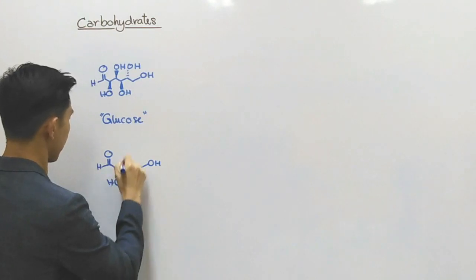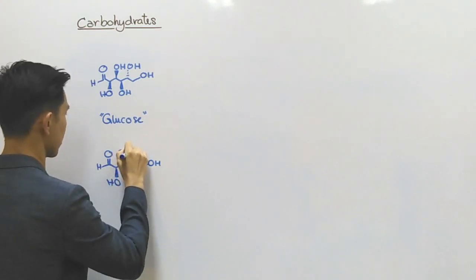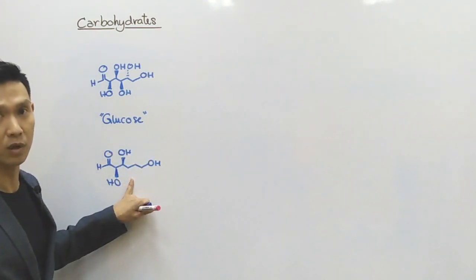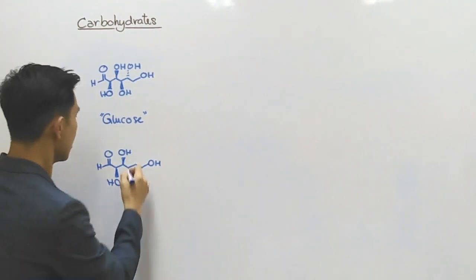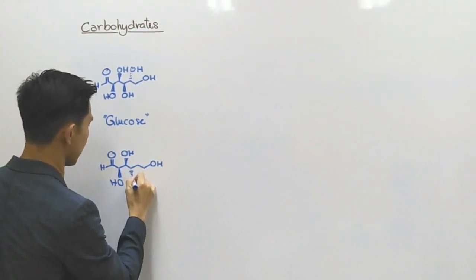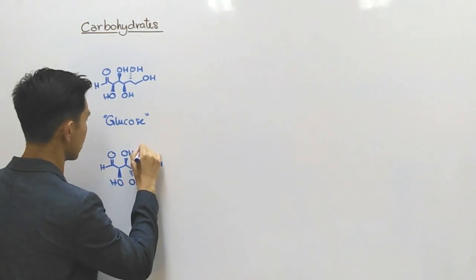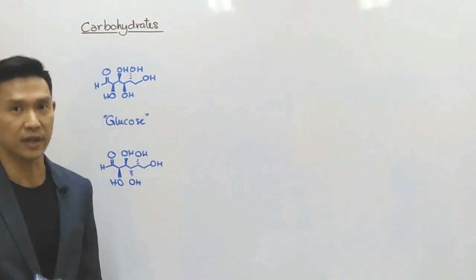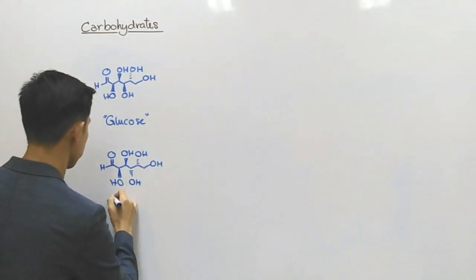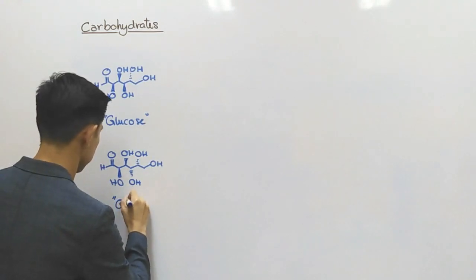The thing is, I will swap the place of the OH on the fourth carbon from pointing upward to pointing downward. Okay. The name is changed from glucose. This is called galactose.